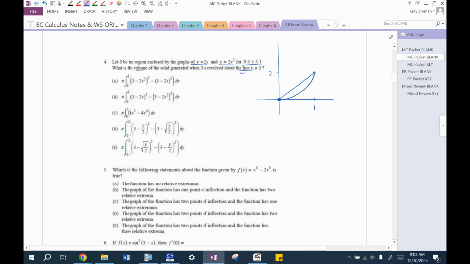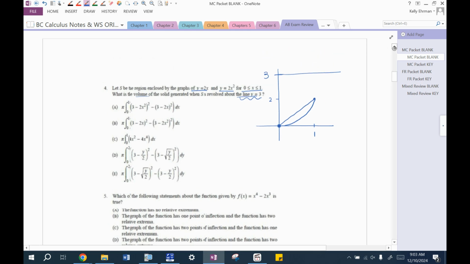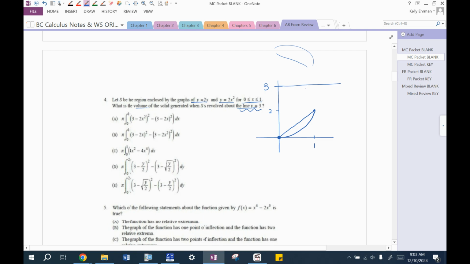And then we're revolving this around the line y equals 3. So 3 is up here. If you go along the line at y equals 3, there's going to be this outer r. Capital R is 3 minus the 2x squared function. And then there's this empty space for the washer method. The lowercase r is 3 minus the line, which is 2x. The integral needs to go from 0 to 1. So let's see, pi 0 to 1. So I'm already knocking out the last two choices because they go 0 to 2.